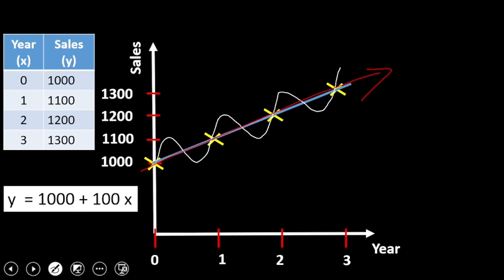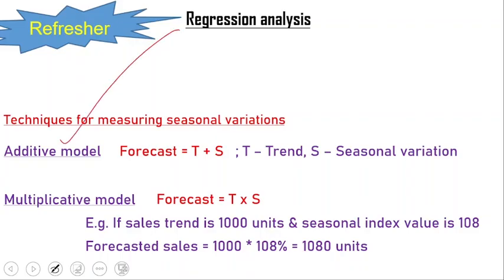But when you are trying to forecast data, you can't forecast it like this. You want to have a monthly prediction, which means that we need to know what is the increase that is happening in summer and what is the decrease that is happening in winter. So this is the meaning of seasonal fluctuations that happen within a year. And the techniques given are, first one, the additive model, and the second one, the multiplicative model.